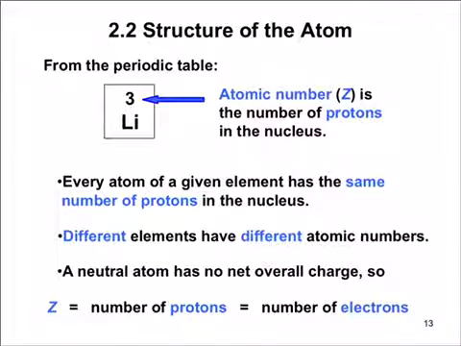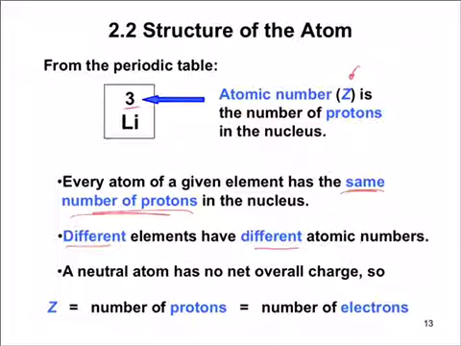So, from the periodic table, the atomic number that we saw at the top of each of these elements that we talked about earlier is given the letter Z as a symbol, okay? And this is the number of protons in the nucleus. So if you're a lithium atom, you've got 3 protons. If you're a hydrogen atom, you've got 1 proton. If you are a krypton atom, you've got 36 protons, okay? Every atom of a given element is going to have the same number of protons. If I've got 3 protons, I'm lithium. If I've got 4 protons, I'm not lithium. Okay, I'm beryllium. Because different elements have different atomic numbers.